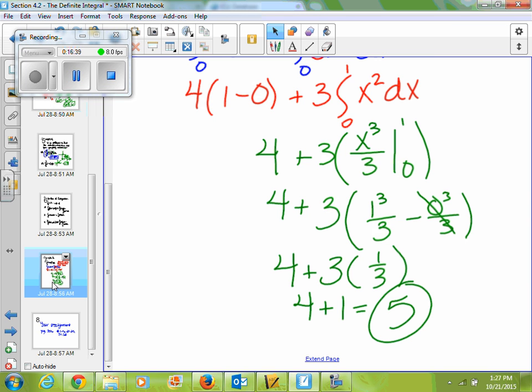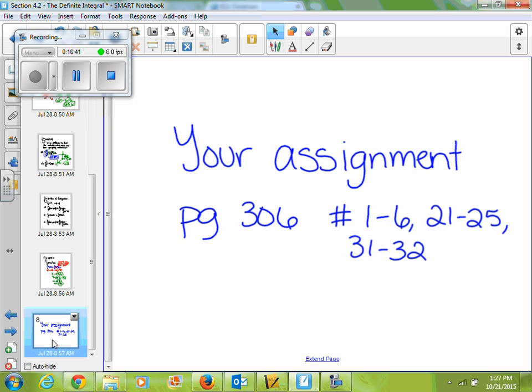Okay. So you guys are going to work through page 306, 1 through 25, and 31 and 32. Shouldn't be super hard. Remember that if it's not easy to integrate them using your integration rules, then graph it and use your calculator.